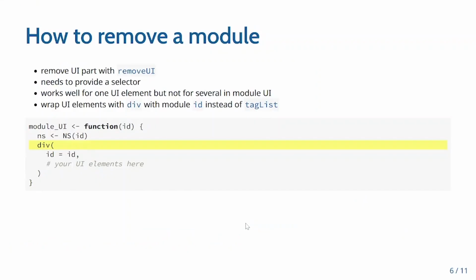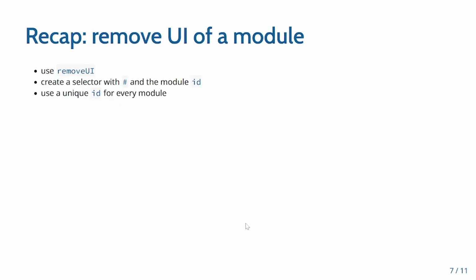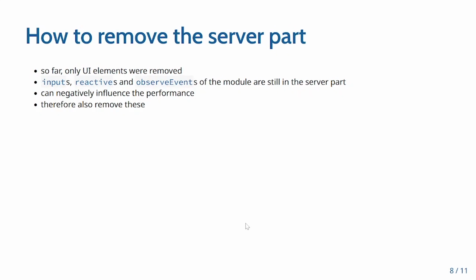And let's do a quick recap. So when you want to remove the UI part of the module, you use remove UI. You need to create a selector with a hashtag sign and the module ID of the module you want to remove. And I recommend to really use a unique ID for every module. However, this was only stuff on the client side, but we haven't changed anything on the server side.